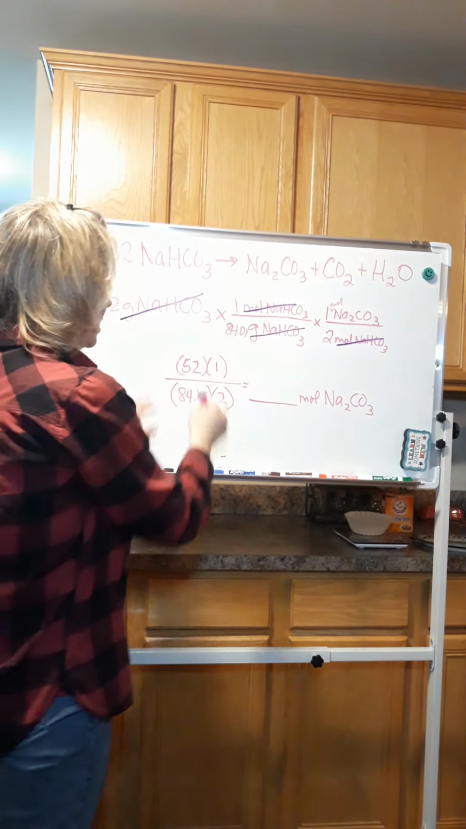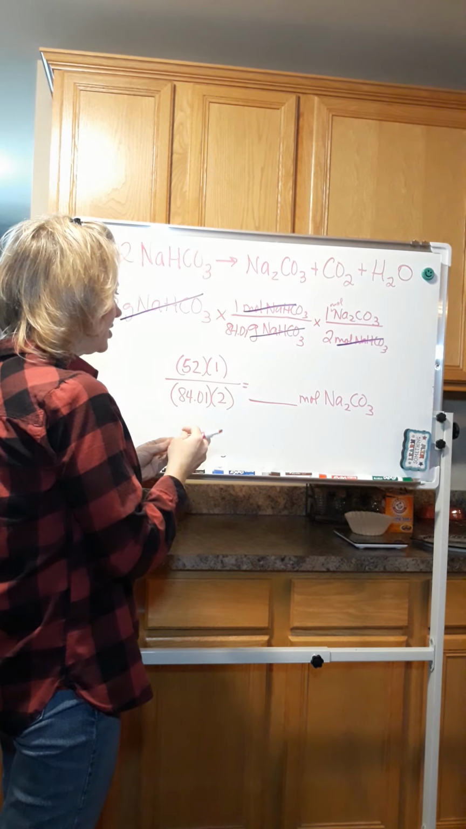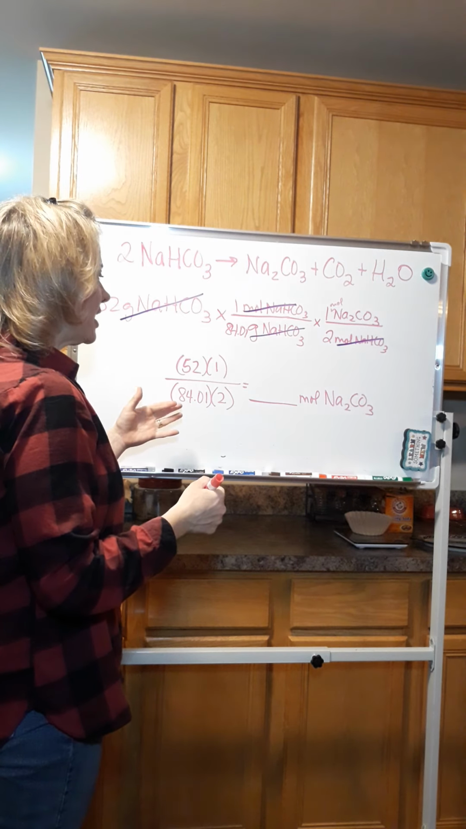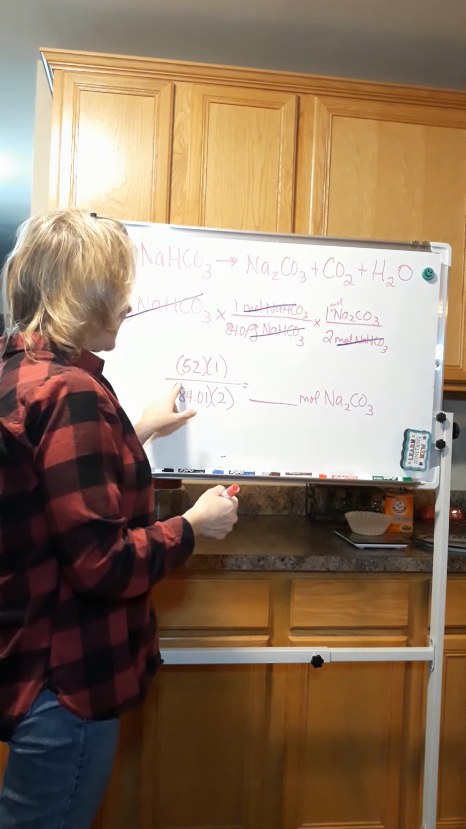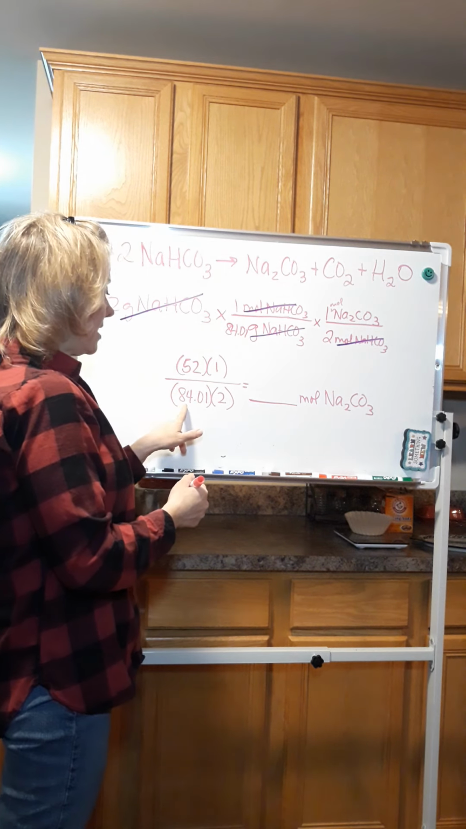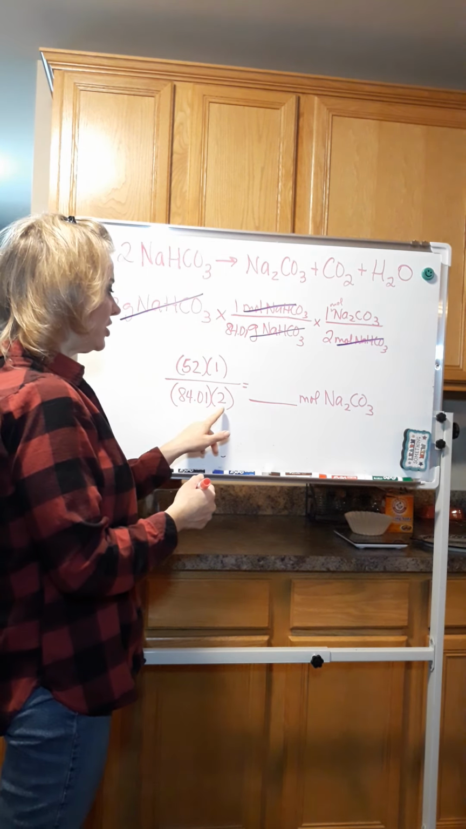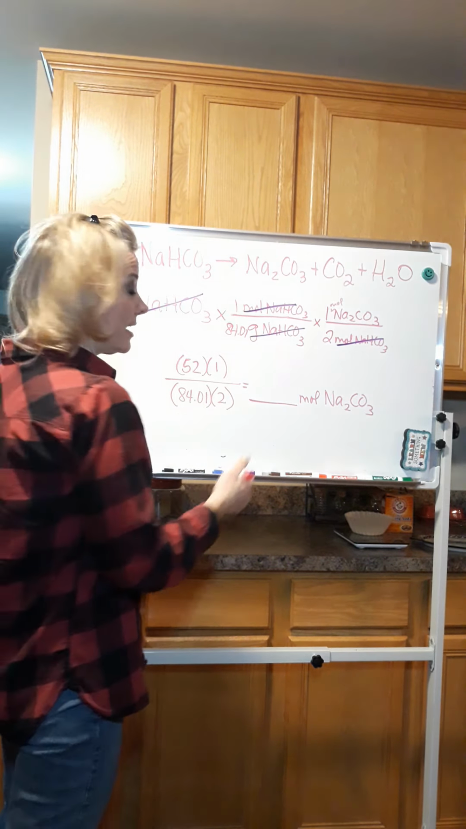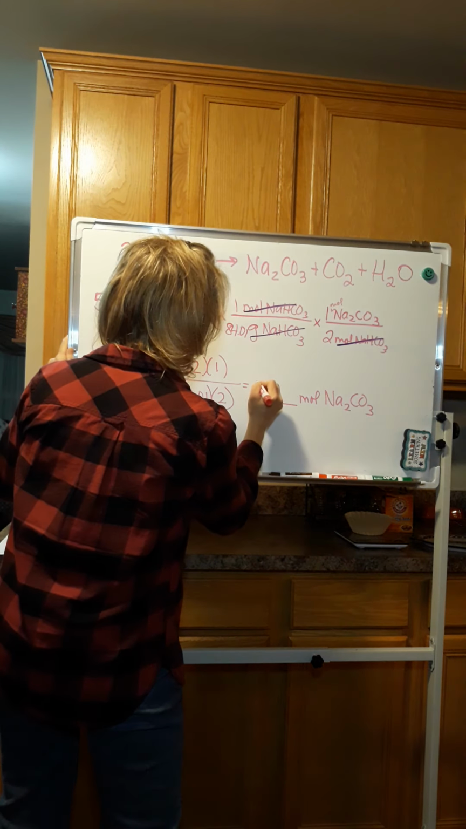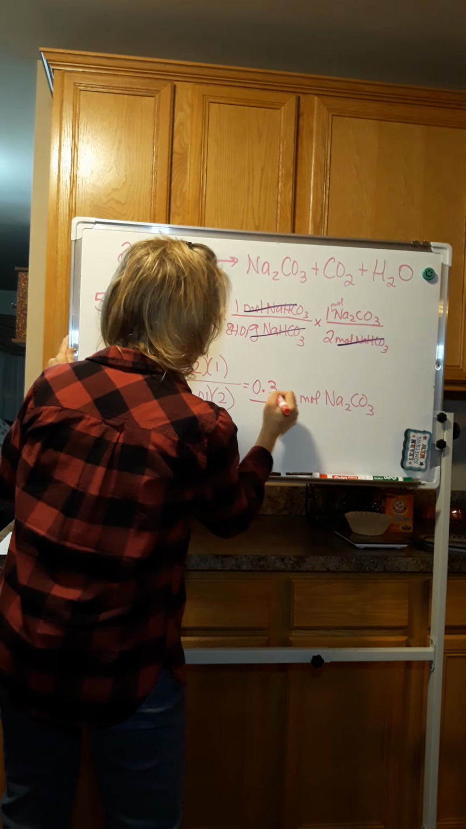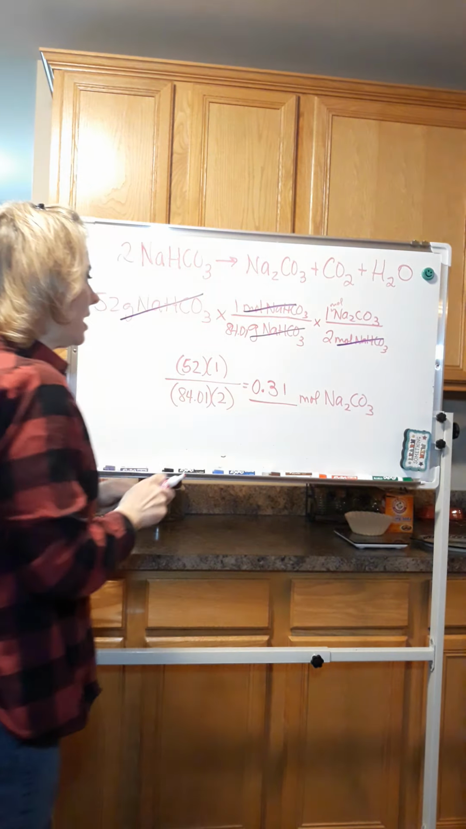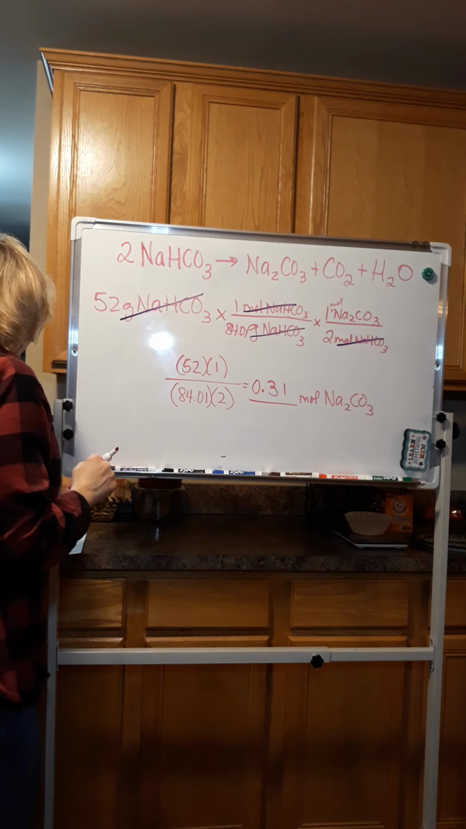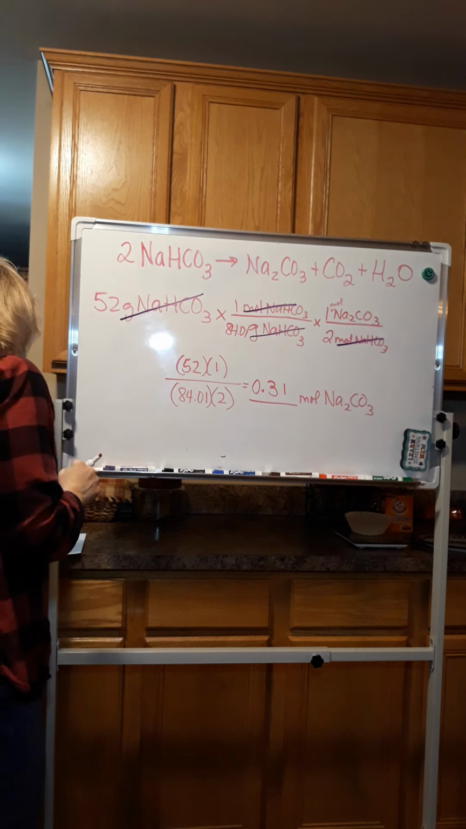Okay, so when I perform this calculation, basically in your calculator you would have to punch in 52 divided by, open parentheses, 84.01 times 2, close parentheses, and then your equal sign, and you would end up with 0.31 moles of sodium carbonate. So that's how many moles you would end up with.